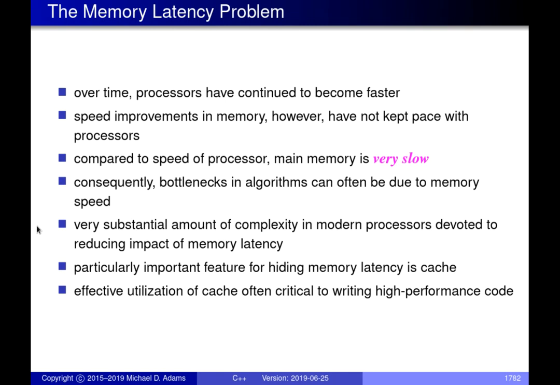Because of this, a very substantial amount of complexity in modern processors is devoted to reducing the impact of memory latency. In other words, trying to hide the fact that main memory is very, very slow. A particularly important feature of processors for hiding memory latency is the cache, which is what we want to look at. Effective utilization of the cache is often critical to writing high-performance code, which is why this is of interest to us here.